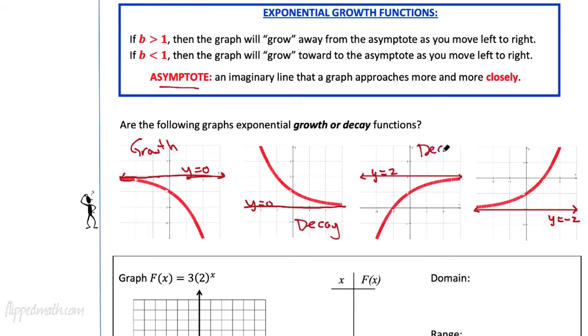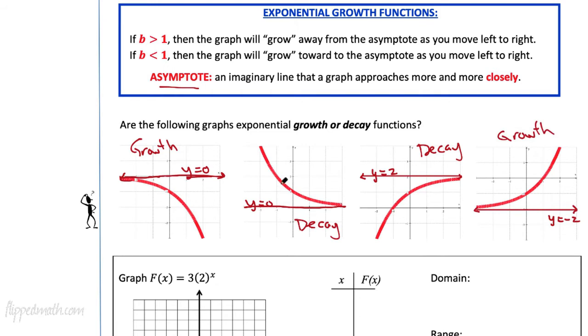That means this is a decay function. And make sure you label that asymptote. This is y equals 2. It's the line y equals 2 straight across. That is the asymptote. For the last one, the asymptote's at y equals -2. We can see that, but notice how the function's going away from it. That would be a growth function.